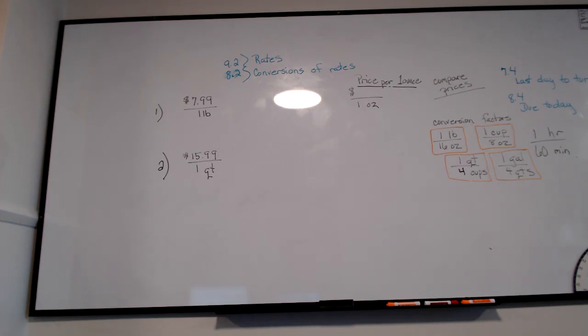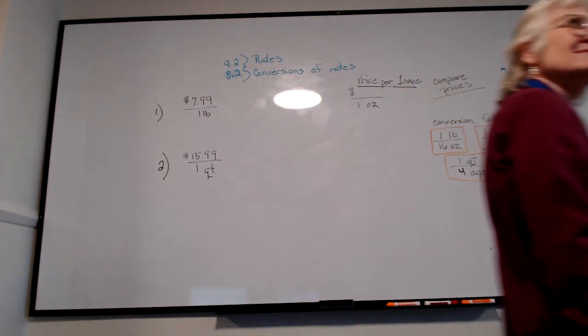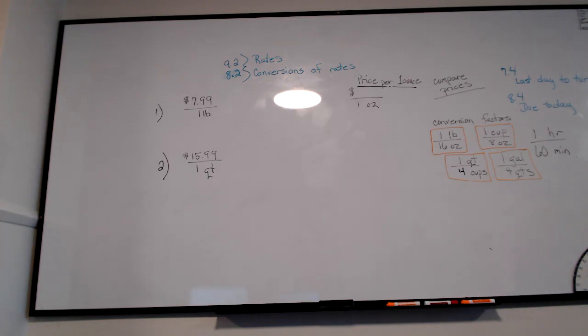Look it up here, look at my conversion rates. Do you see anything that gets pounds and ounces together? Okay, use it so the pounds cancel and the ounces are there. I'm not seeing the units. Right here. Oh, yeah. 16 ounces.